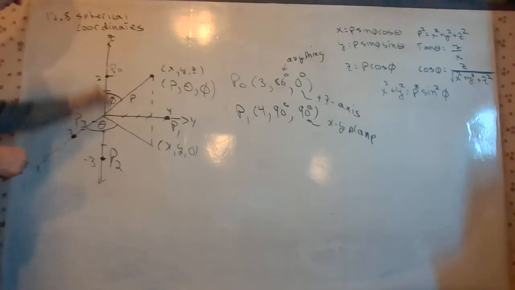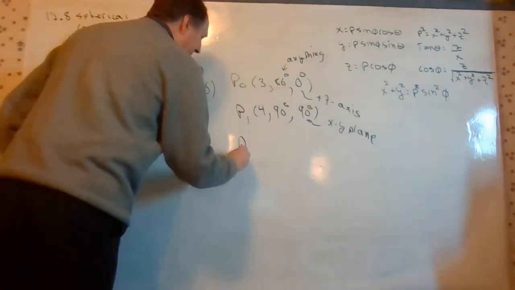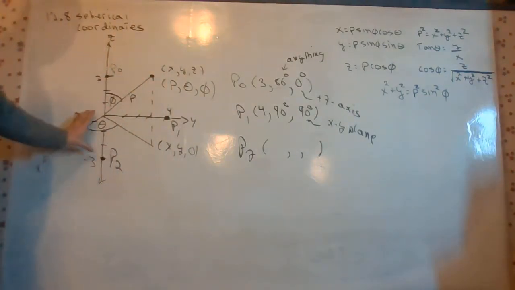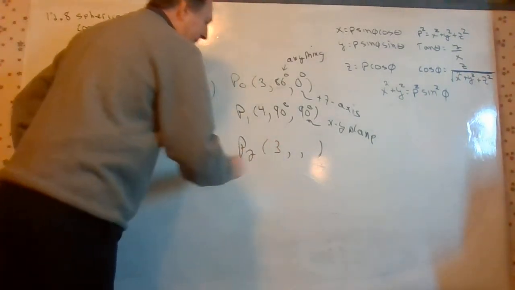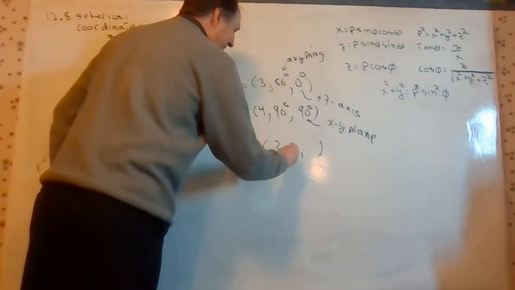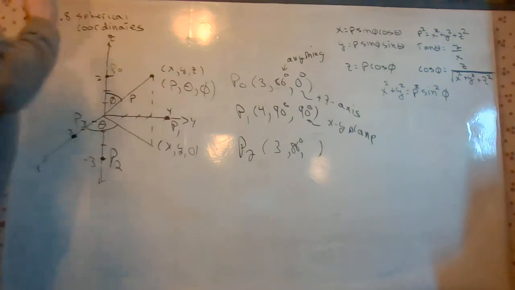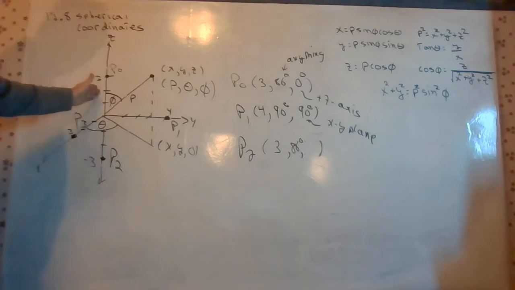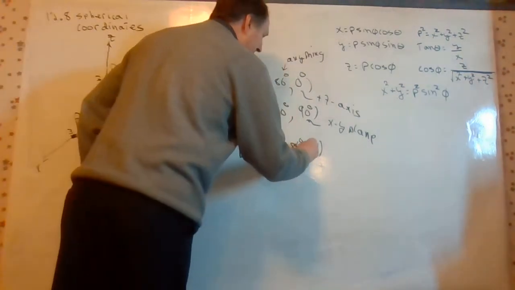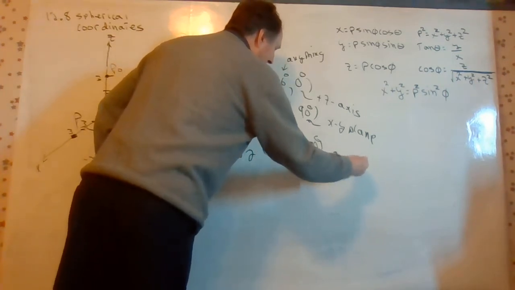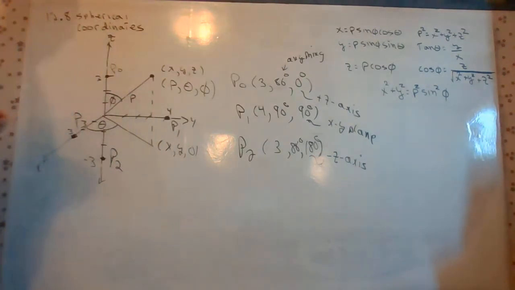Now let's see, P2 is down here on the negative z-axis. Rho is equal to 3. Notice rho is always a distance, so we don't make it negative 3. Theta can be anything. I'll make it 86 degrees, just like before. And now phi, how far is it from here to here? Well, that's a straight angle. That's 180 degrees. That's always a negative z-axis. Phi equals 180 degrees.